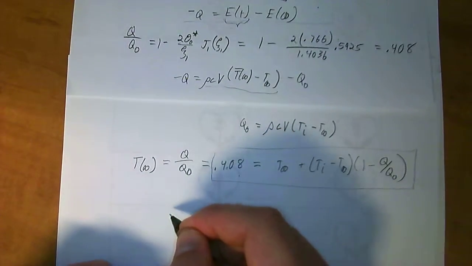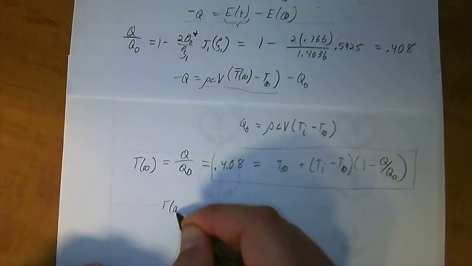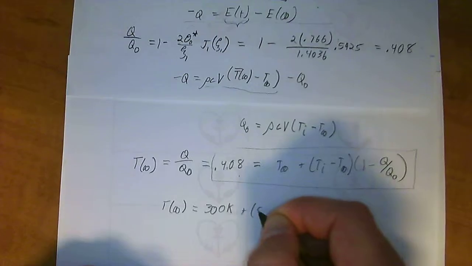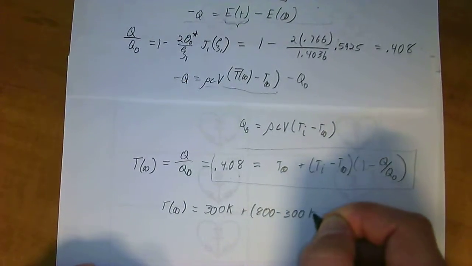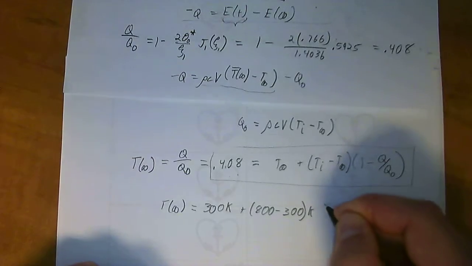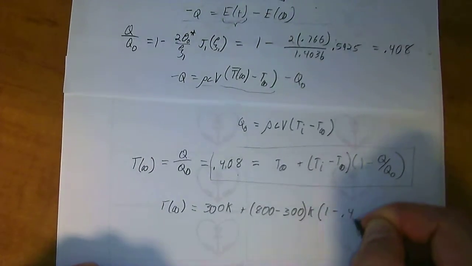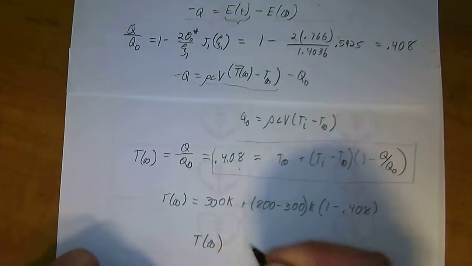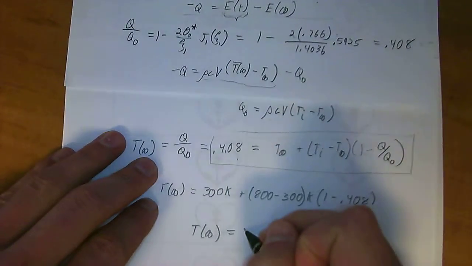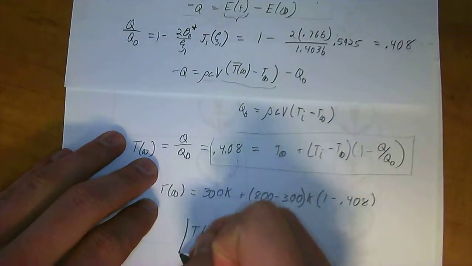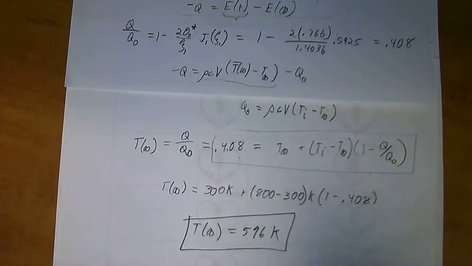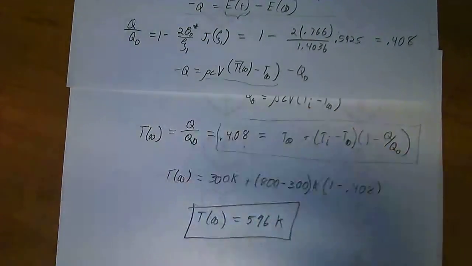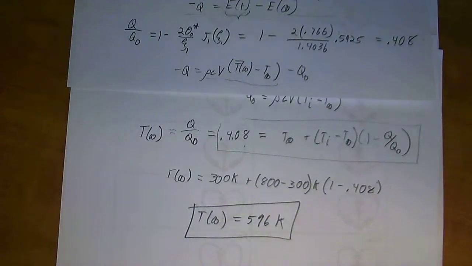If you go ahead and do that, you'll have T of infinity is equal to 300 Kelvin plus 800 minus 300 Kelvin times 1 minus 0.408, which is equal to T at time infinity after it's been heated up and insulation has been put on it, equal to 596 Kelvin. And that is your answer. That is the interior temperature of that sapphire rod at time equal to infinity after it's been exposed to temperature for 35 seconds.